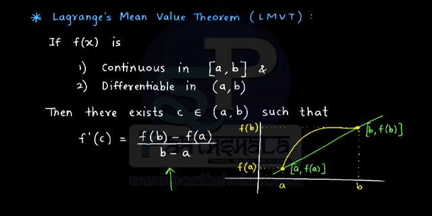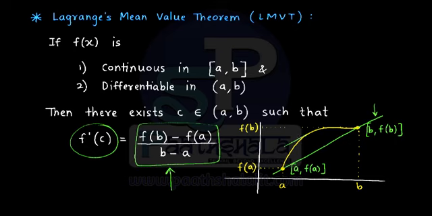Now let's look at the statement once again. LMVT says that there exists a point c where the derivative at c, that means the slope of the tangent drawn at point c, equals the slope of the line joining the endpoints of the interval. In other words, since the two slopes are the same, the tangent must be parallel to the line joining the endpoints. So for this particular line that we have drawn, we must have at least one tangent to the curve in the interval a to b which is parallel to it.